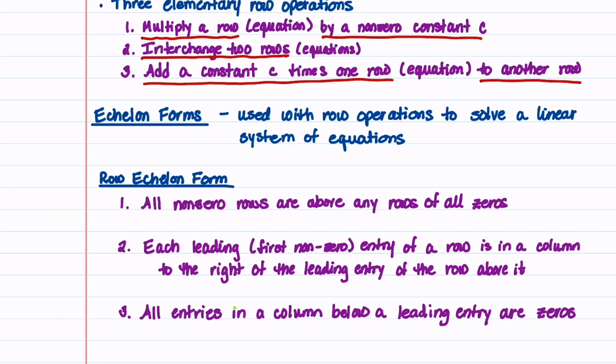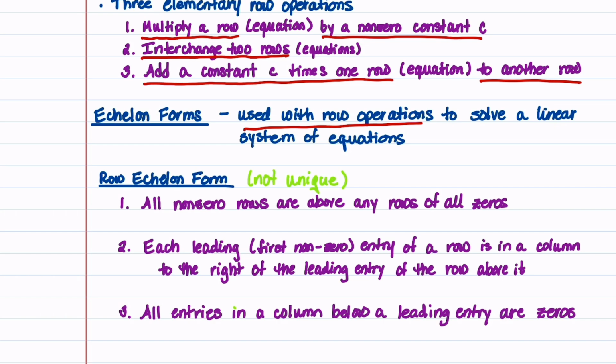Now let's talk about echelon forms. Echelon forms are used with row operations to solve a linear system of equations. There are 2 types of echelon forms. The first type is called row echelon form, and this form is not unique. What this means is you could have an augmented matrix or a coefficient matrix and you could reduce it and you could get a lot of different row echelon forms.